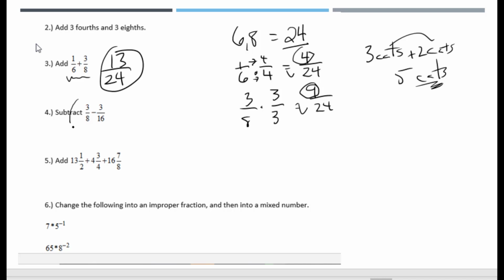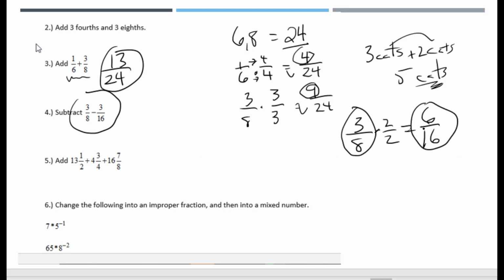Now, subtracting here, it's the same problem. But notice that 8 times 2 is 16. So I can change 3 eighths into 16ths by multiplying by 2 over 2. It gets 6 16ths. Notice that 3 eighths and 6 16ths are the same number. They're identical. So I can just swap out 3 eighths for 6 16ths minus 3 16ths. And I'm going to be left with the units, right? But I'm going to subtract how many I have here from here.